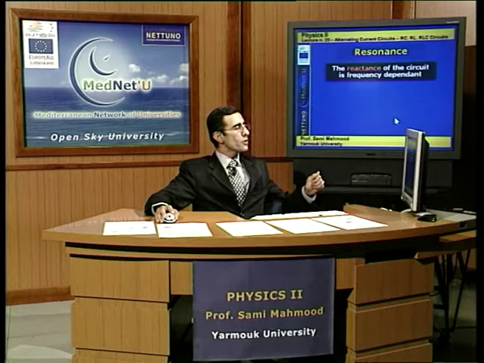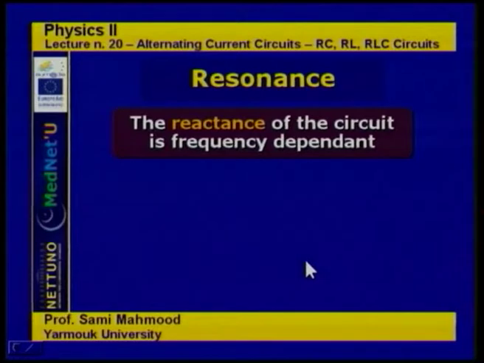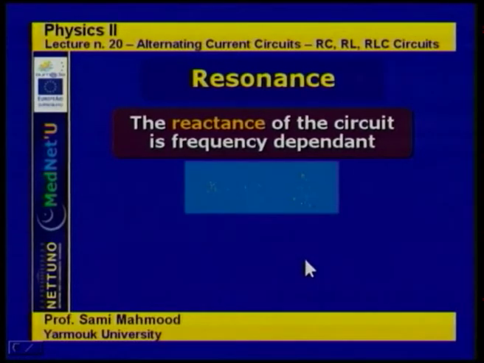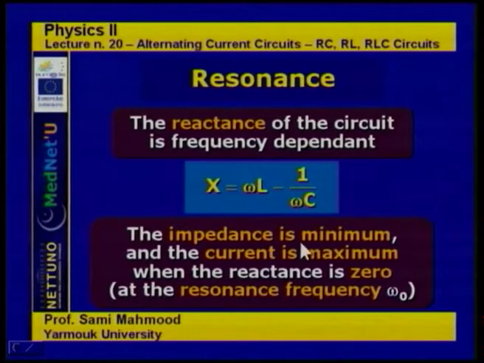And now we move to talk about the last topic in this lecture, which is resonance. Now we just have to remember that the reactance of the circuit is frequency dependent, because X is equal to X_L minus X_C, which is omega L minus 1 over omega C. It is frequency dependent. So the impedance, which is the square root of R squared plus X squared, will be minimum if the reactance of the circuit, if X is equal to 0. If the reactance is 0, then the impedance in the circuit is minimum. And if the impedance is minimum, then the current is maximum.